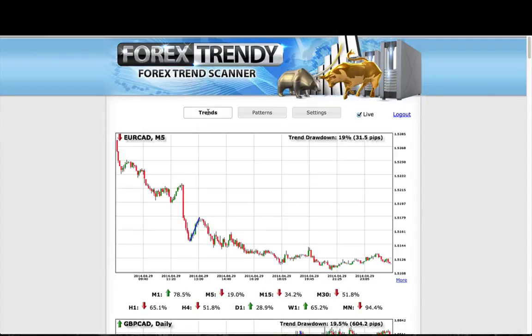So here we are. We've got, first of all, the Euro CAD. On the 5-minute, it tells us that the most recent drawdown has been 31 pips or 19%. You can see that's occurred there. It pulled back since we want to be short. So it did pull back, and then it reverted back again.